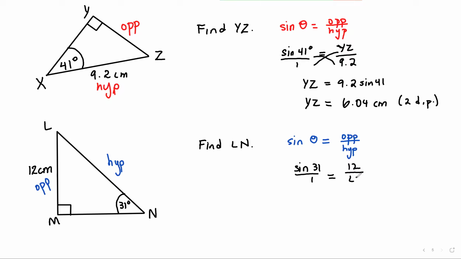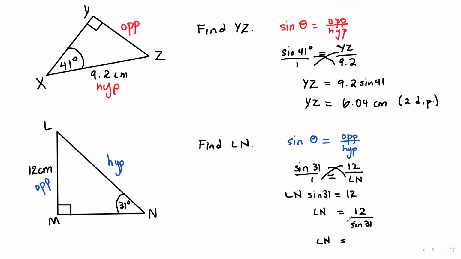That's right. So 12 is the opposite side, LN is your hypotenuse that we're trying to find. Good, and then we cross multiply. So LN times sine of 31 is equal to 12. And then you divide 12 by sine 31. Perfect.